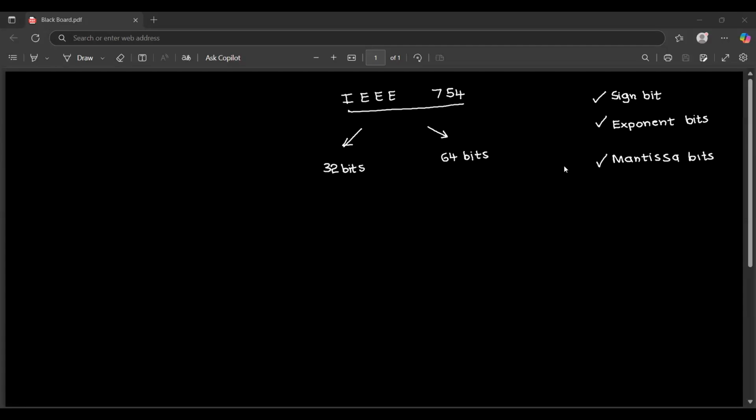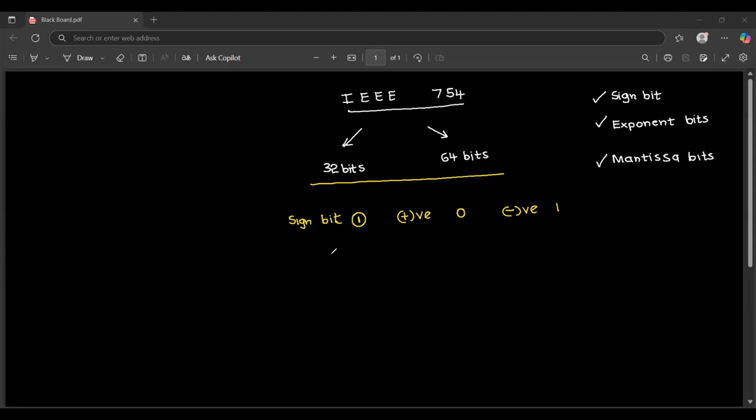First of all, let's talk about the sign bit. We have not gone inside it, we are just focusing on what we are studying here. So, what is a sign bit? A sign bit is the bit that we use to represent the sign of the number. If it's a positive number, we use the bit 0, and if it's a negative number, we use the bit 1. So how many sign bits do we need? Only one bit.